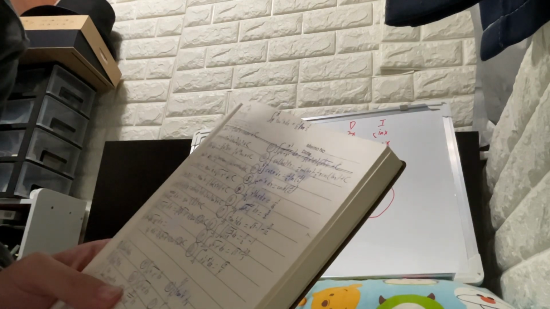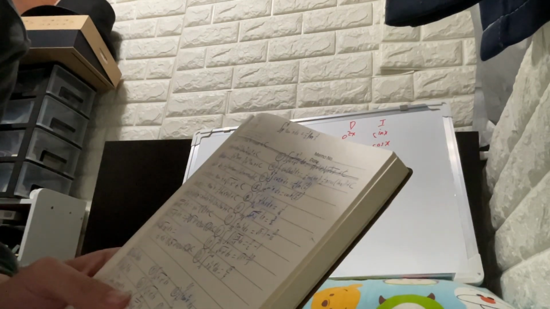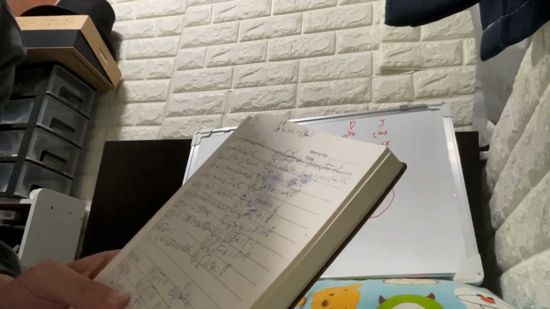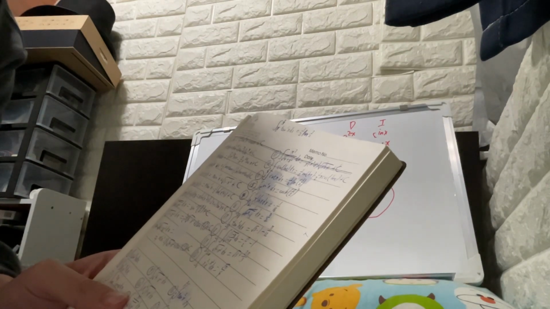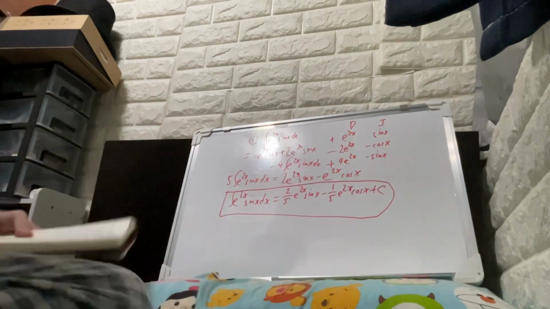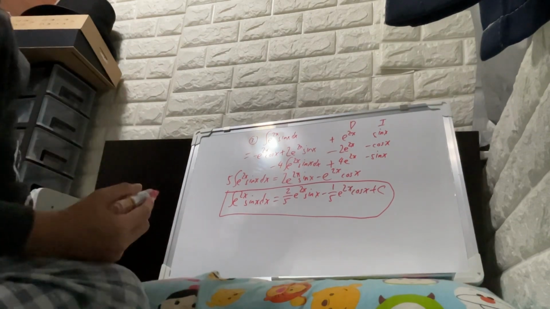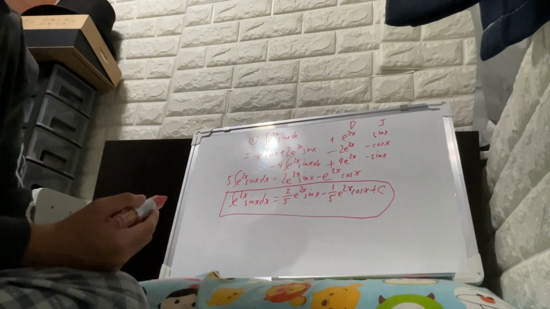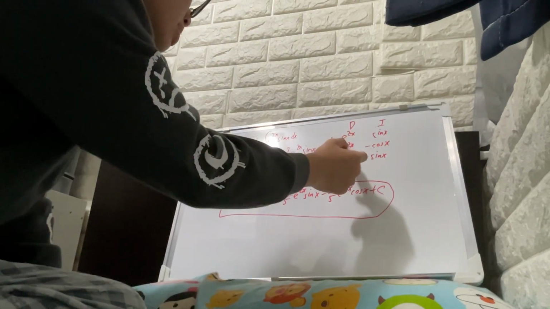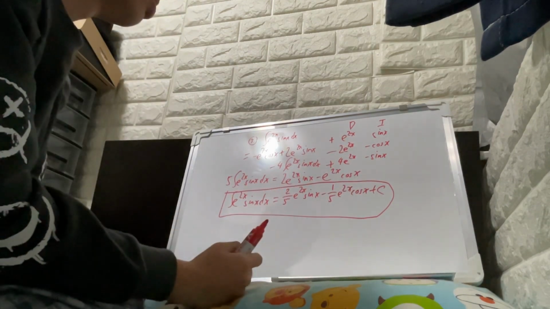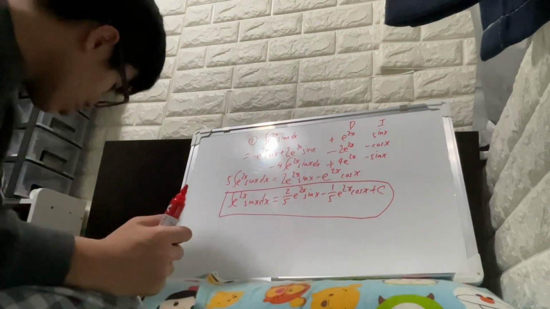2/5 times e to the 2x sine x minus 2/5. Wait, I forgot something here. This time that, and then this time that. Negative 2.